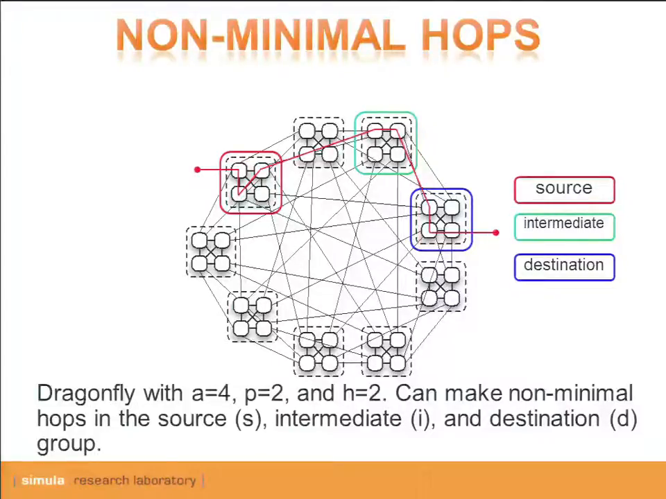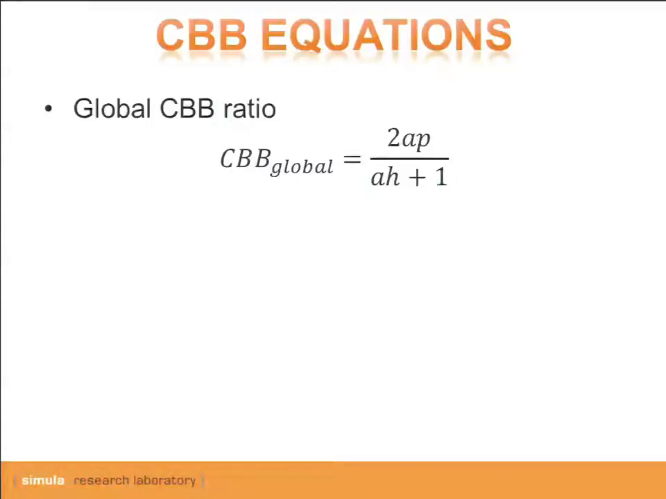So, let's look at the bisection bandwidth of this topology. I think the global bisection bandwidth is pretty easy. You take the amount of traffic that can be generated by a group, and you divide it by half the number of groups in the network that can receive traffic from this one. So you divide the network in two. All this traffic has to go to half the groups which are on the other side. That gives you this equation, which is, I think, more or less the same as what they presented in the original paper.